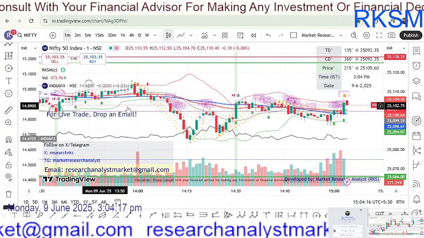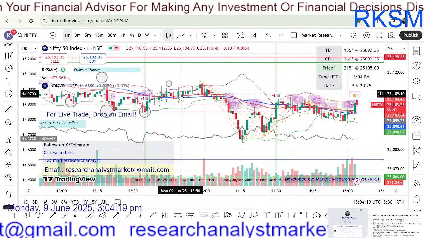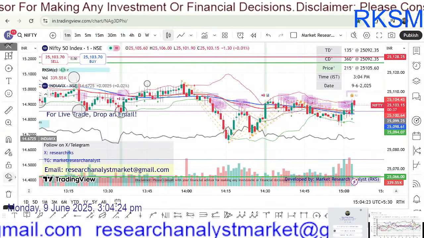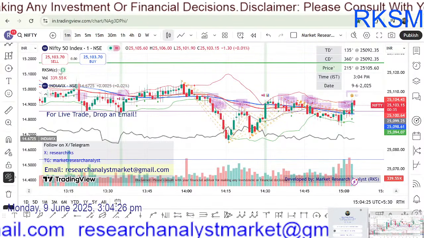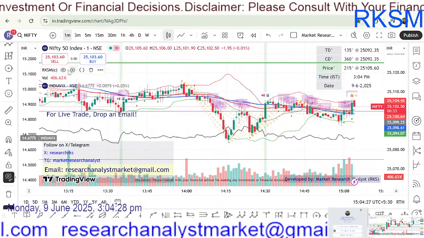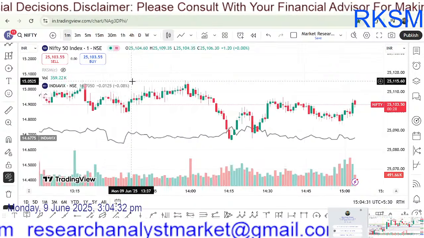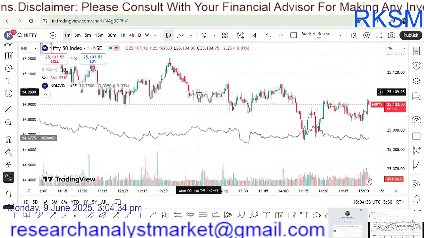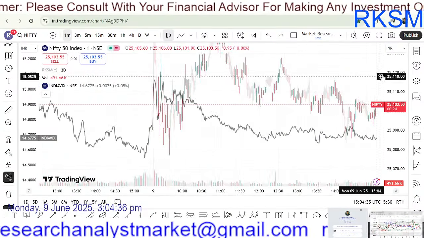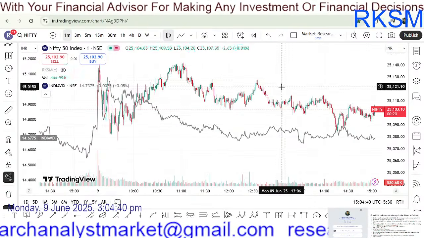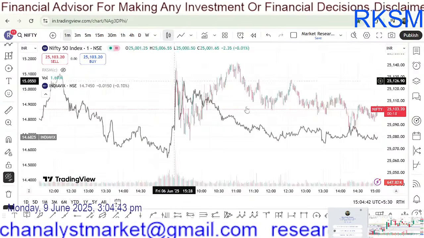Let's have a look at what the market is doing. First, let me switch off all the drawings on my chart. This is today's Nifty chart. You see today the market has opened here, right?